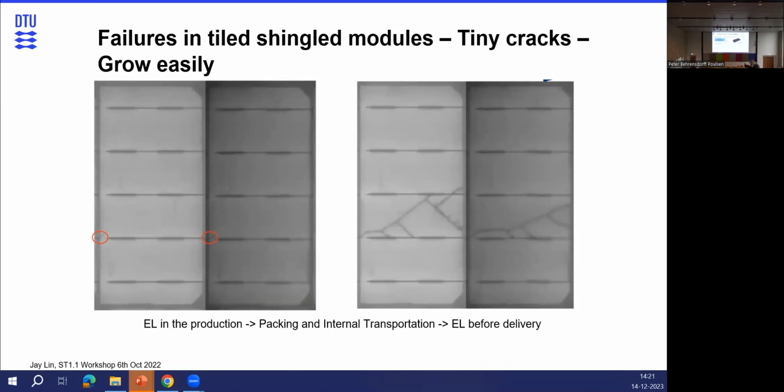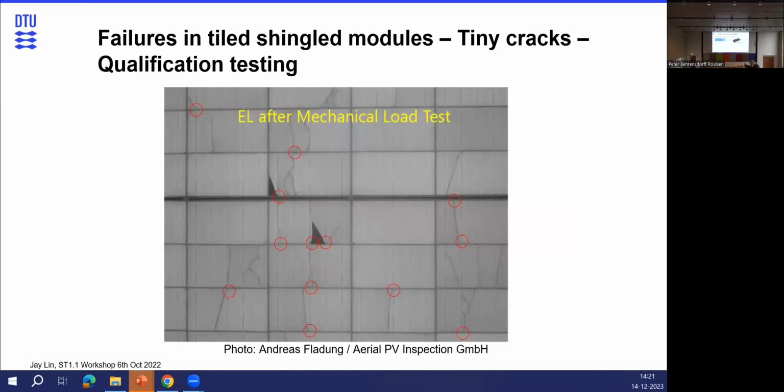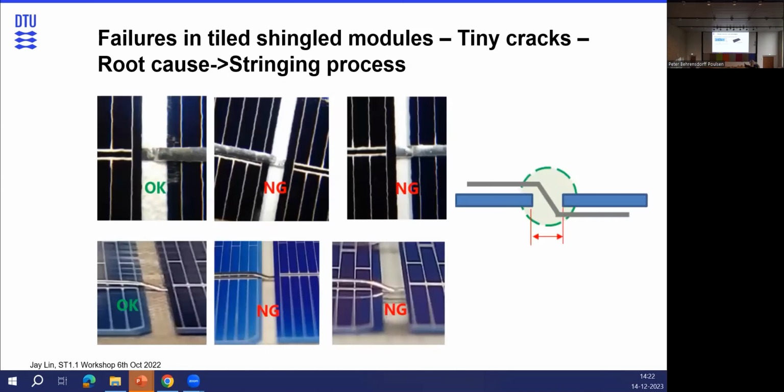So you would expect that half-cut cells, which are known to be a solution for cell cracks, would be more reliable, but this is kind of the opposite of that. Cracks were also detected in regular accelerated stress testing, the qualification testing that we do for modules, in these shingled, tiled modules. And the cause for that seemed to be issues with the gap between the cells being too tight, occurring in the stringing process.